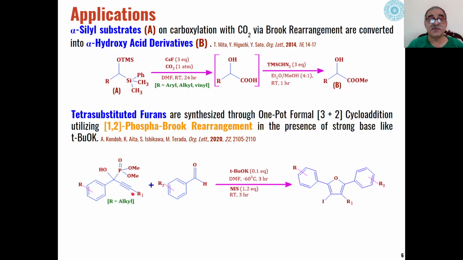Then tetra substituted furan derivatives can be synthesized through 1,2 Brook rearrangement. This is again a modification of Brook rearrangement, where instead of silyl derivatives we are using phosphate derivatives as the substrates. So these types of phosphate esters react with aryl halides in the presence of a strong base like potassium tert-butoxide to give us these types of tetra substituted furan derivatives.